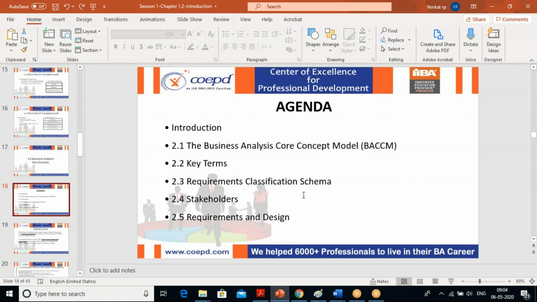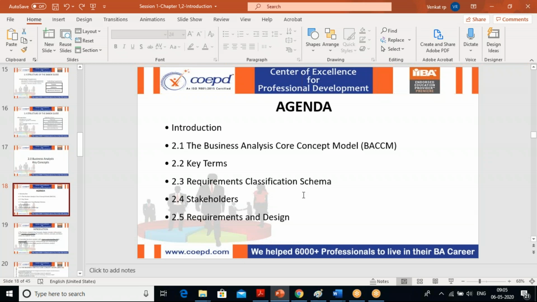So that we are going to see very soon. And the key terms in the BABOK are 9 key terms. We have to understand these 9 key terms: business analysis, business analysis information, then an enterprise, an organization, a plan, an approach, risk, requirement, and design. So these are the 9 key terms which we are going to discuss.